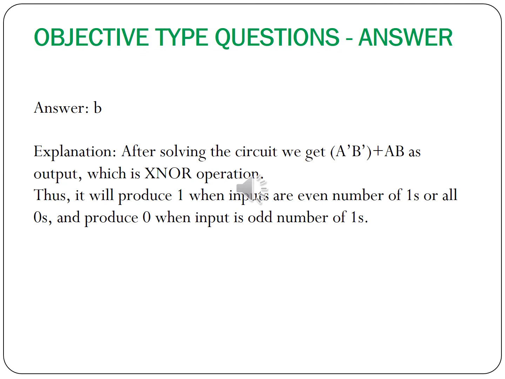So for the previous question, after solving the circuit, we get the output as a XNOR logical expression. Thus, it produces 1 when the inputs have an even number of ones or are all zeros, and produces 0 when the input has an odd number of ones. So when the same inputs are given to the XNOR gate, the output is 1, and when different inputs are given, the output is 0. This is the logical expression of the XNOR gate. The correct answer is the XNOR gate.